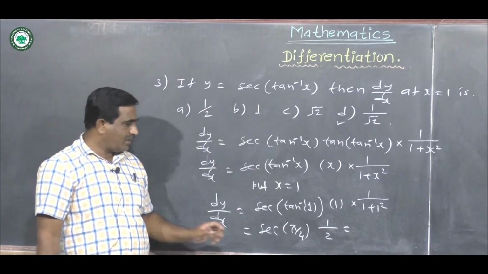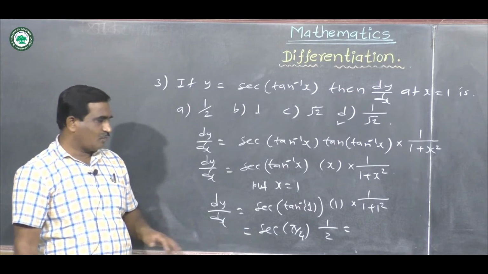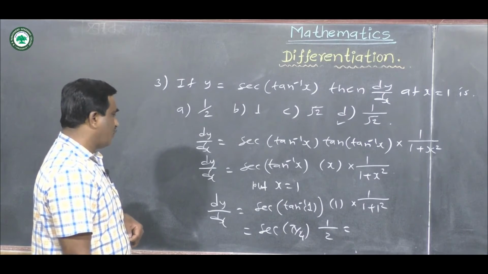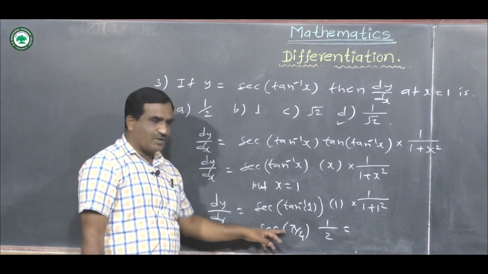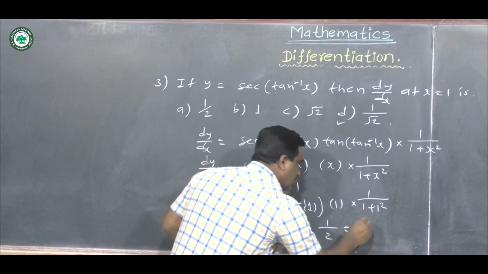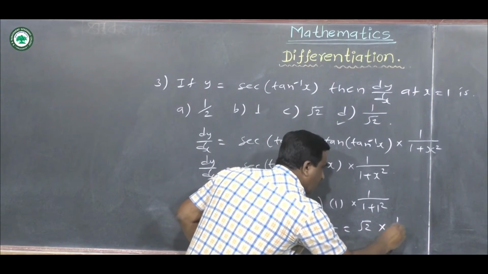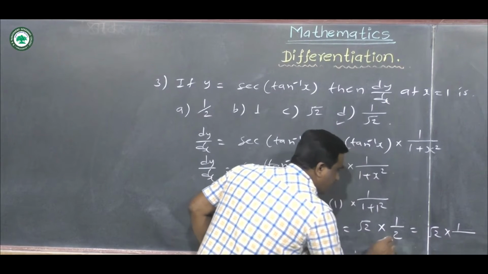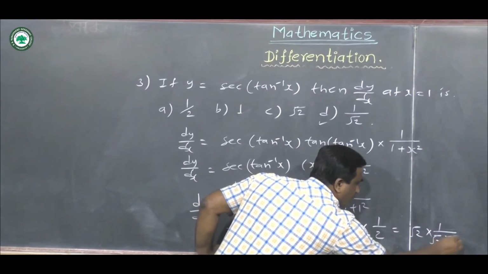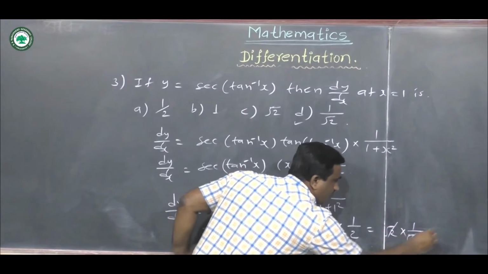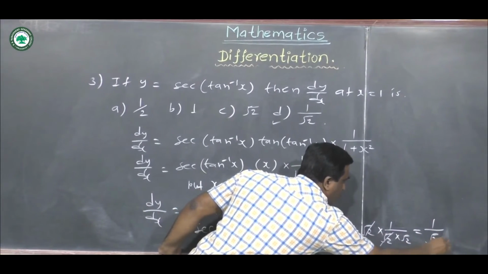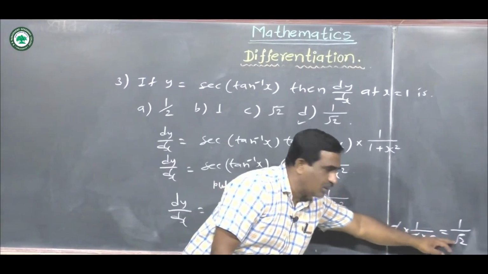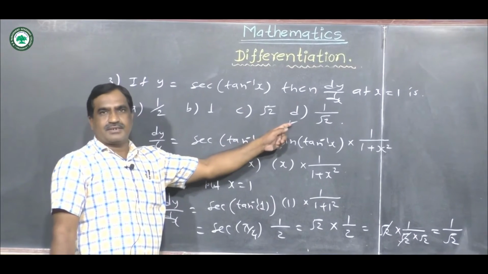Sec pi by 4 means sec 45 degree. We know that cos 45 is 1 by root 2. Therefore, sec 45 is root 2 only. Under root 2 into 1 upon 2 is equal to root 2 into 1 upon 2, means under root 2 into under root 2. Now one root 2 is cancelled out, remains only 1 upon under root 2. That is, the value of dy by dx is equal to 1 upon under root 2. This is the correct answer.